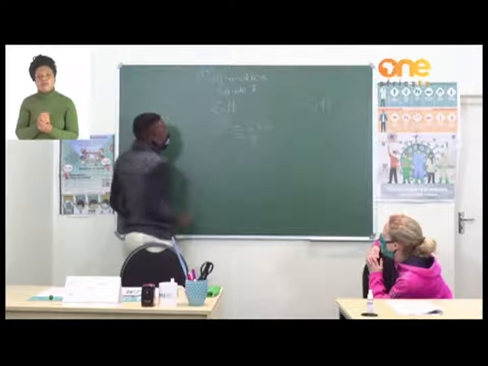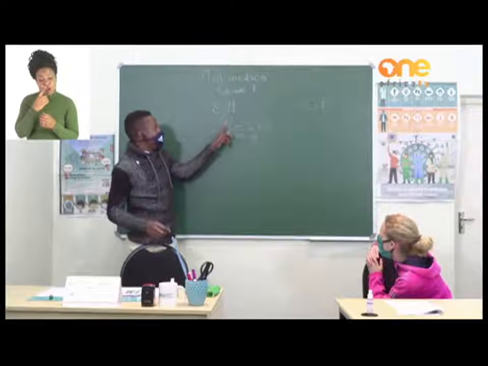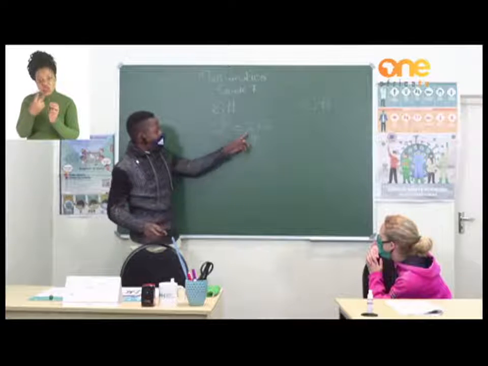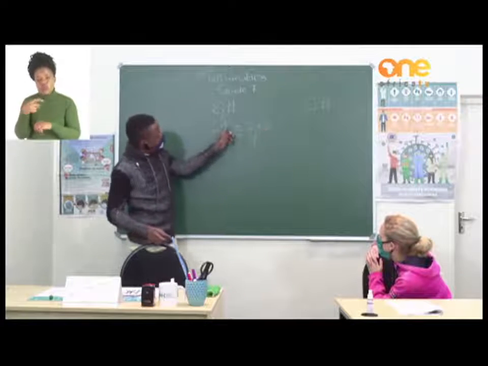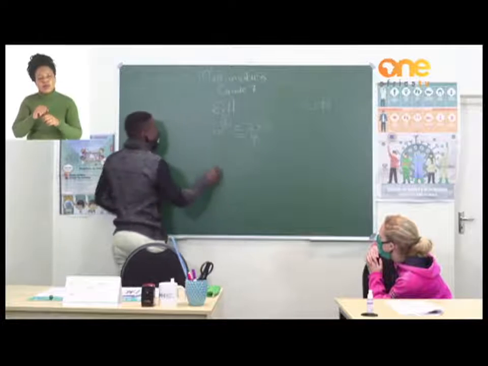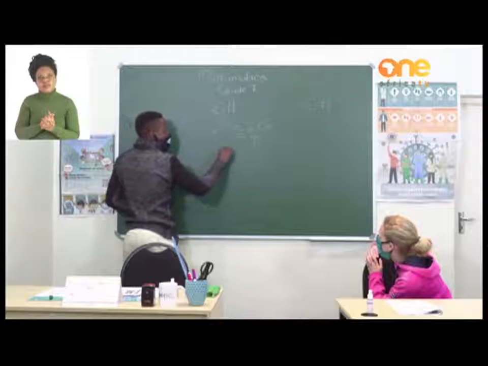So if you look at this 2, it means this number has to appear twice. That's why there's a 2 here. I can give another example. For example, we have 4 squared.